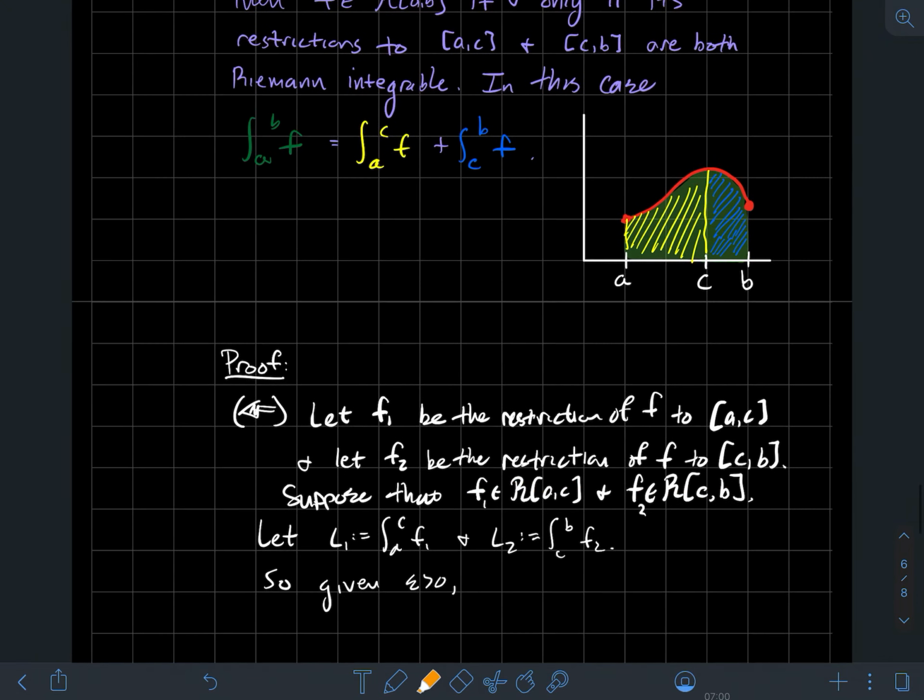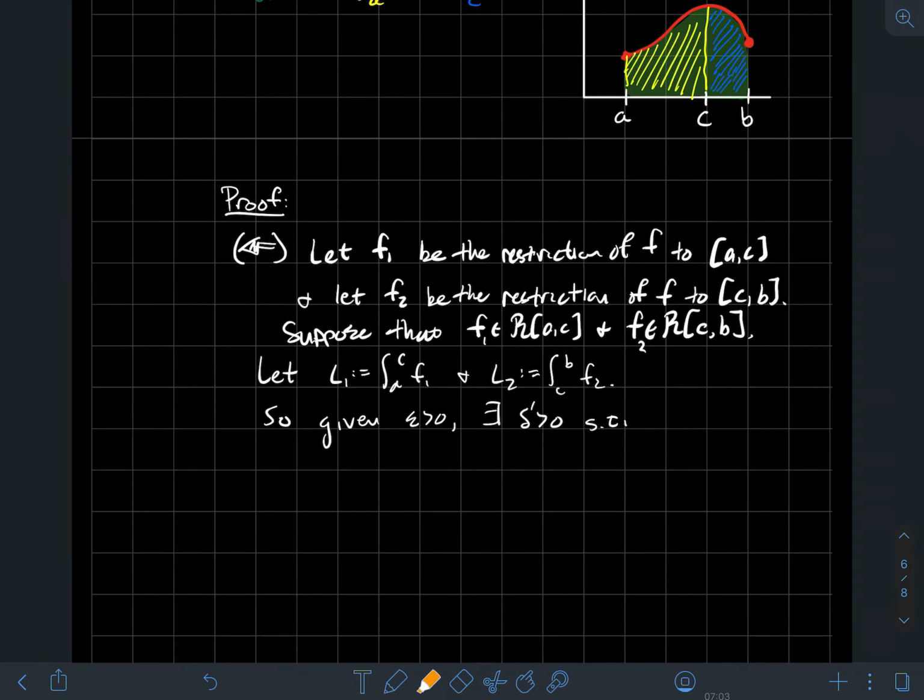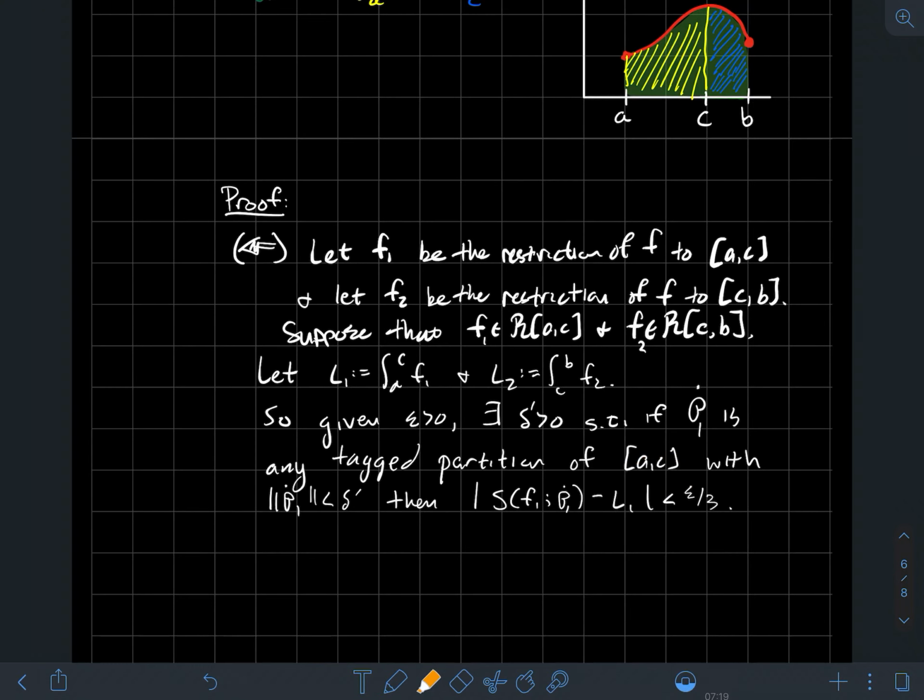Given any arbitrary positive number epsilon, there should exist a positive delta prime such that if P1 dot is any tagged partition of a c that has sufficiently small norm, meaning its maximum subinterval length is less than delta prime, then we are guaranteed that the Riemann sum of F1 over that partition P1 is within epsilon over 3 of L1, the value of the integral. That's because I'm assuming F1 is Riemann integrable, so I can always find a delta small enough to make sure this Riemann sum is within epsilon over 3 of L1. I could say a similar thing about F2, because F2 is assumed to be Riemann integrable over c b.